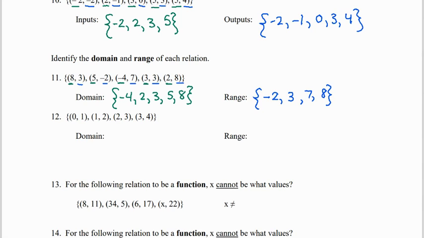Okay, try number 12, and then in the private chat, tell me each one. So put domain and tell me what your domain is, then put range and tell me what your range is. Okay, go ahead and do that. Make sure it's in the private chat.